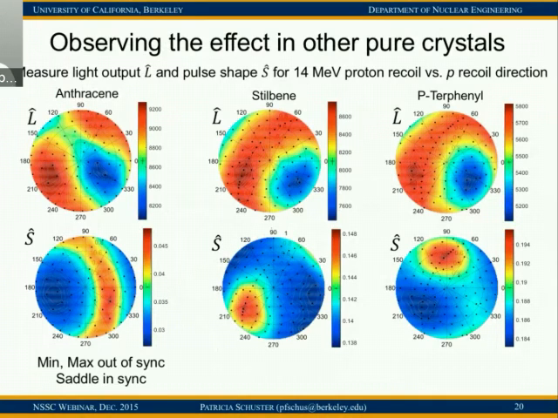So the direction that produces the maximum light output produces the lowest pulse shape. But then in stilbene, the three features are all in sync. So now the relationship between light output and pulse shape is kind of opposite. But then in p-terphenyl, they're all out of sync. So the max is the min, the min is the saddle point, and the saddle point is the max. So what is it about these three different materials that changes the relationship between the light output and pulse shape?